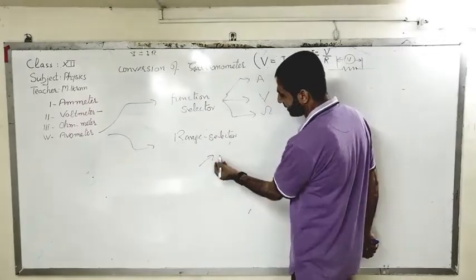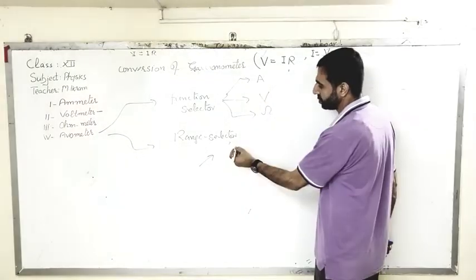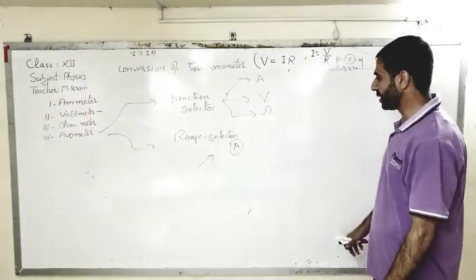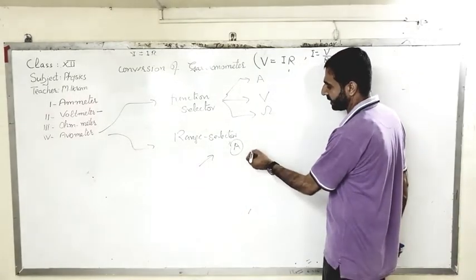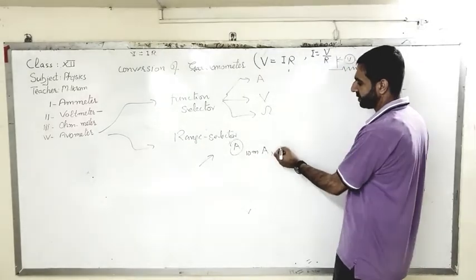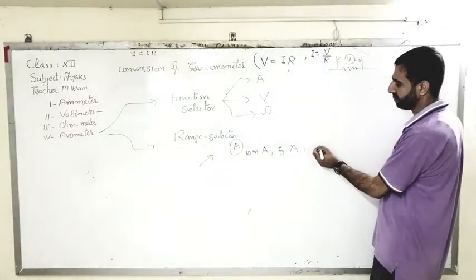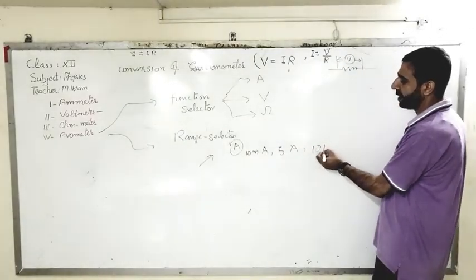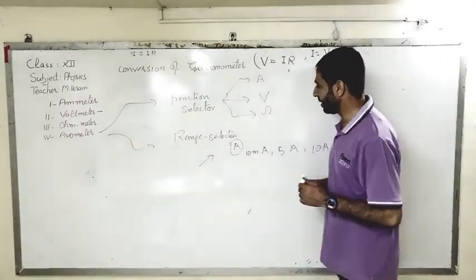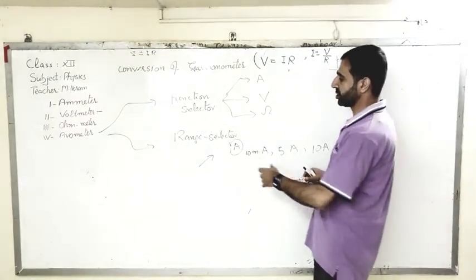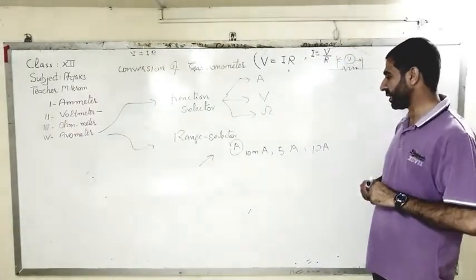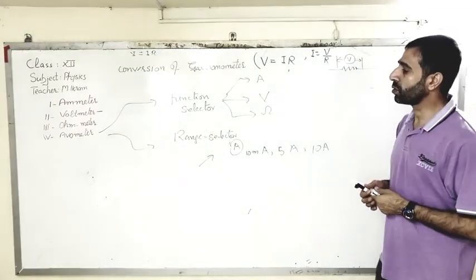For the range selector, for example, if you choose A, you are measuring the current, then within which range, whether your current is in the milliampere range, for example 10 milliampere, for example 5 ampere, and if you are measuring an even higher current than this, then the range will be shifted to that particular point.